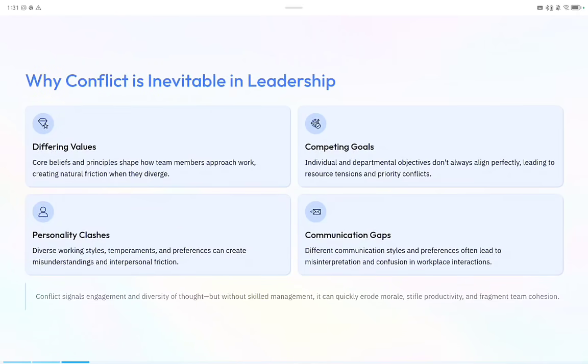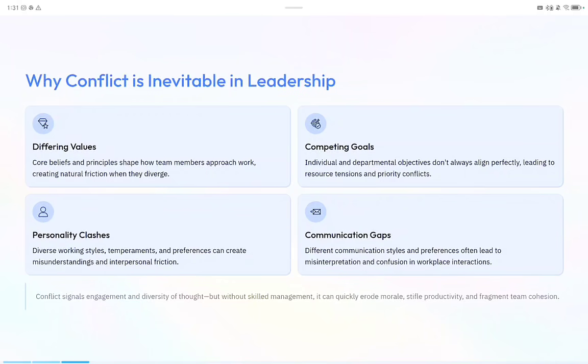Conflict is inevitable in leadership because these are the four key aspects that it occurs in the first place. First is differing values, core beliefs, principles. How our teams do their work could change from one member to another member, from one team to another team, creating a natural friction when they diverge. The second aspect of it could be competing goals. The individual and department goals or interdepartment goals and objectives may not always align very perfectly, leading to tensions, leading to priority conflicts, leading to conflict in resources, right?